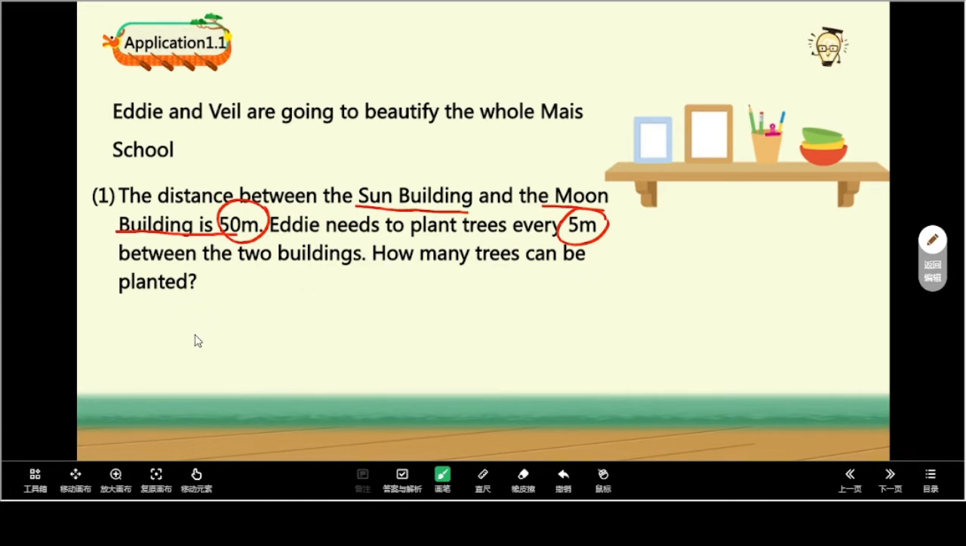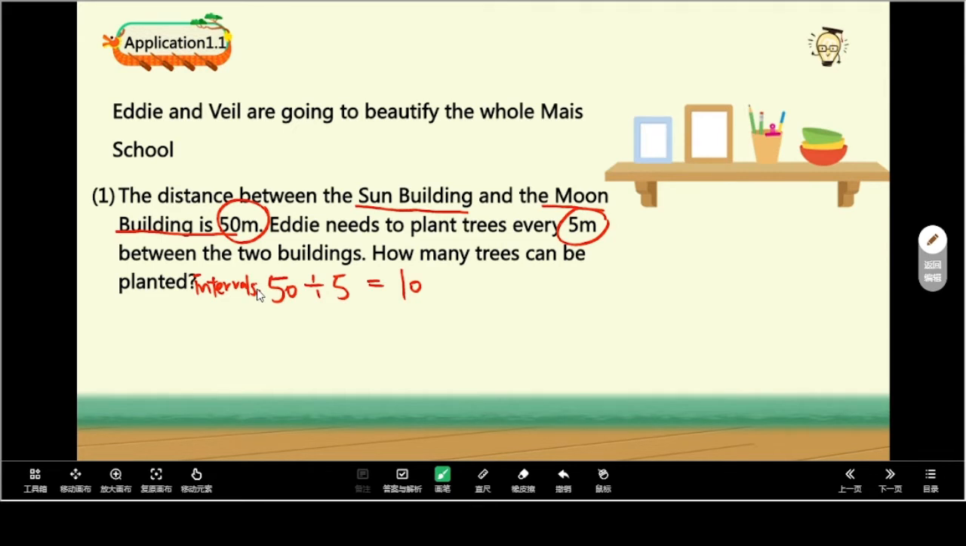Does anyone still remember what Helen said before? What do you need to do before planting trees? Yes, you need to get the interval. So how can you get your interval? You need to use 50 divided by 5, and the answer is 10. Very good. This is talking about our intervals, right?